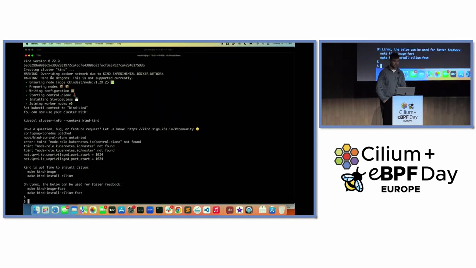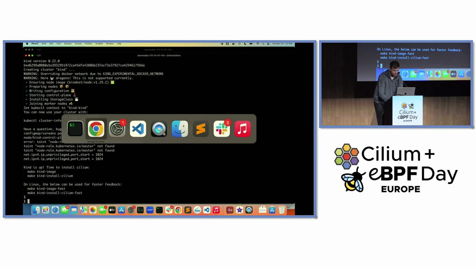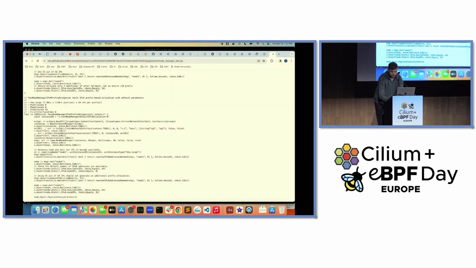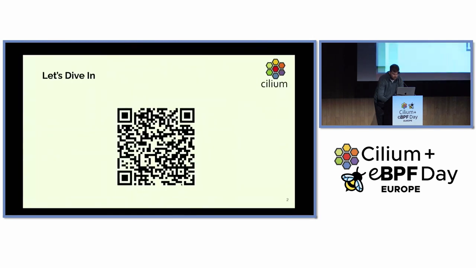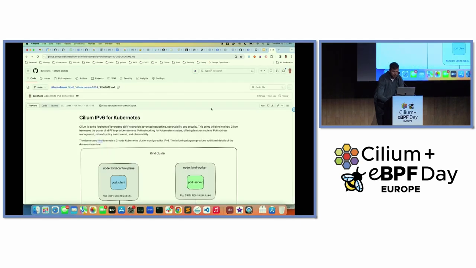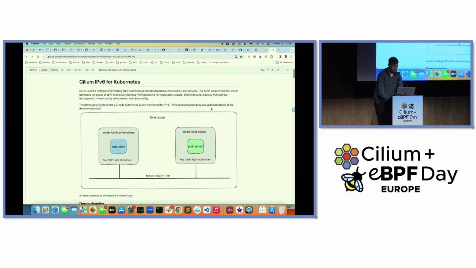And what we'll do is dive right into the demo. Give me one second here. Escape out of here. And if you got that QR code, this is the demo that you're going to be seeing. So what we're going to be demoing here is IPv6 capabilities of Cilium running on a Kubernetes cluster that is configured for IPv6 only. I'm using Kind to spin up the cluster, and it's a simple two-node cluster of a control plane node and a worker node.